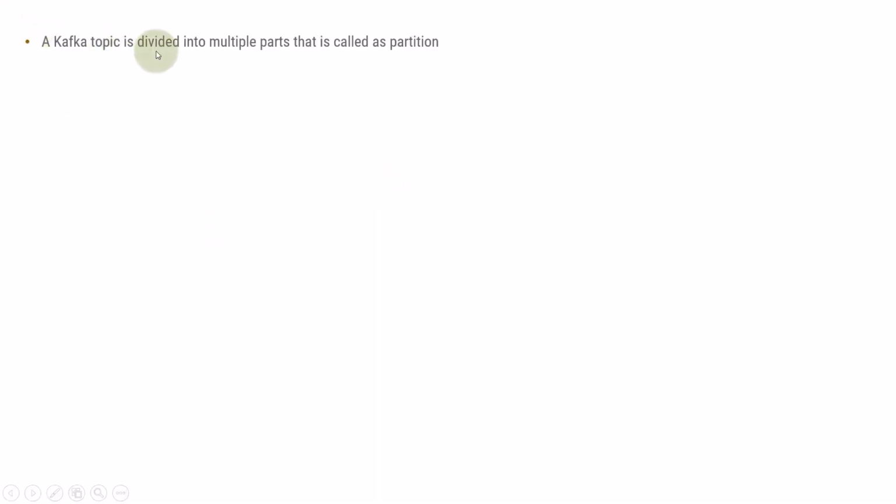A Kafka topic is divided into multiple parts, and that is called a partition. In the previous video we saw what a topic is inside the Kafka ecosystem. If you go inside the topic, then that topic is divided into multiple parts, and those parts are called individual partitions. Partitions can be considered as a linear data structure, just like an array. These are also called a commit log.